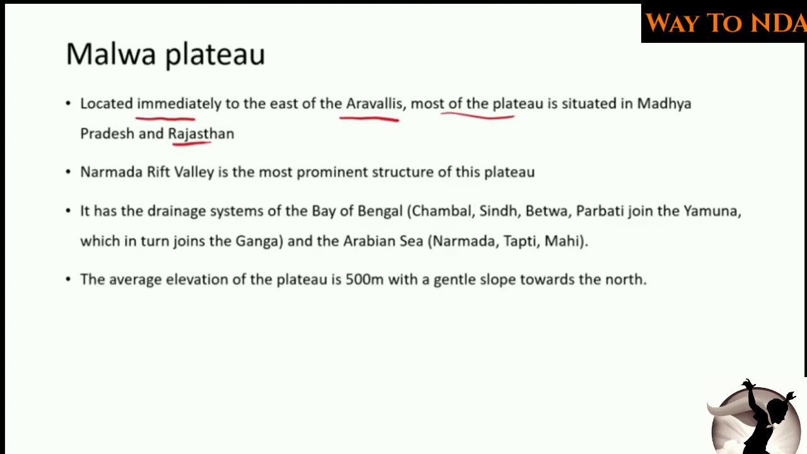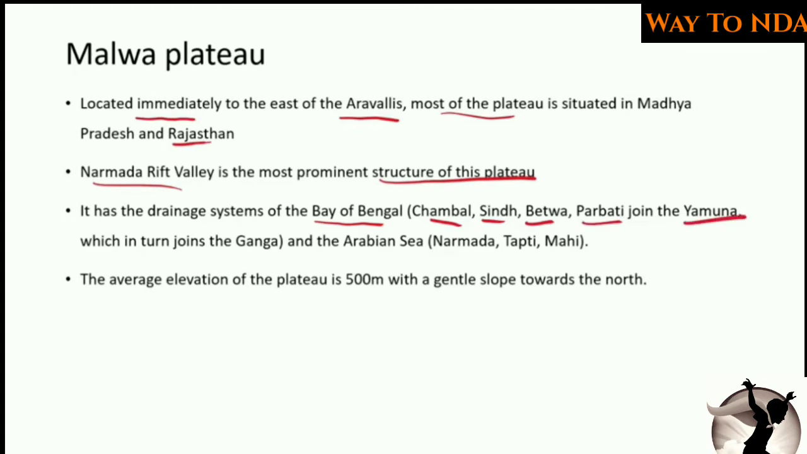Now the Narmada Rift Valley is the most prominent structure of this plateau, through which the Narmada river is flowing. And it has a drainage system of the Bay of Bengal. That means most of the rivers originating in the Malwa Plateau go and drain in the Bay of Bengal. Some of the important rivers are Chambal, Sindh, Betwa, Parbati, which join the Yamuna river.